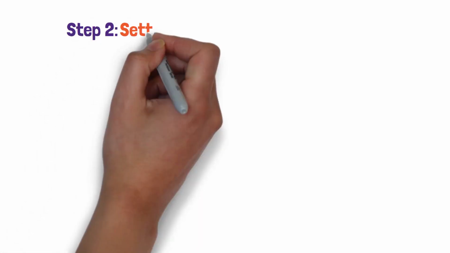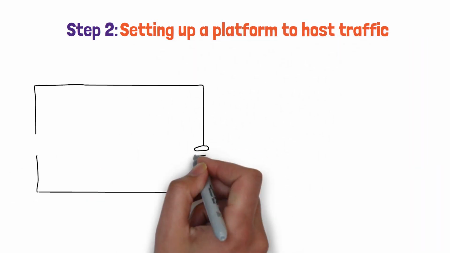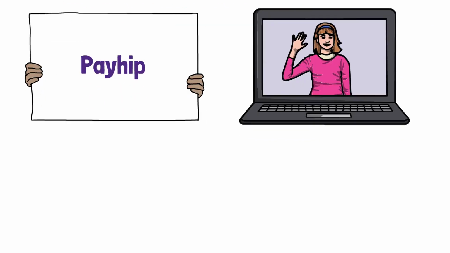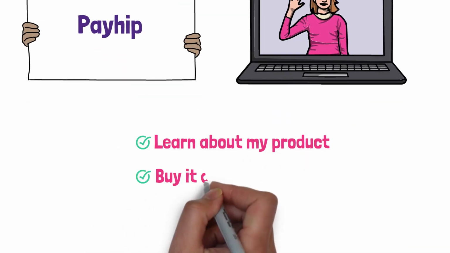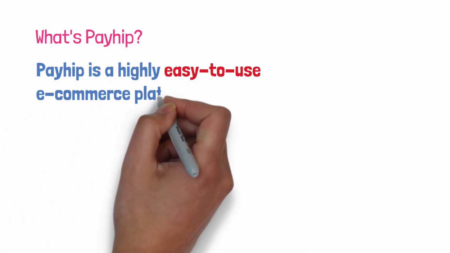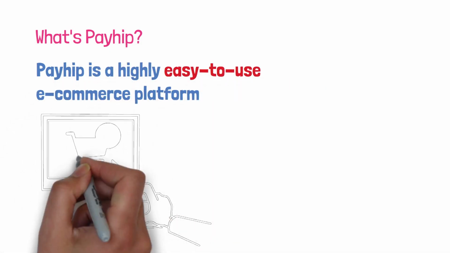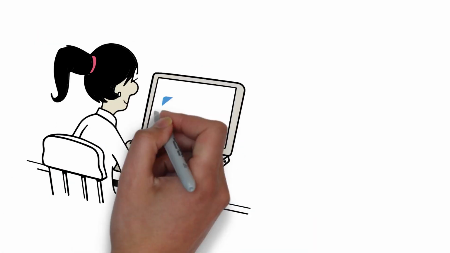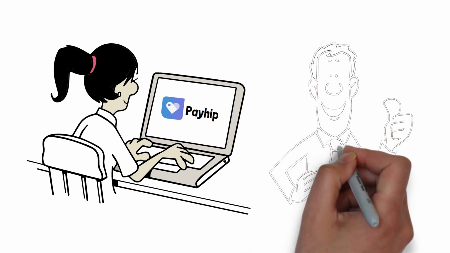Step 2. Setting up a platform to host traffic. I've decided to go with PayHip to set up an online presence where my customers can go, learn about my product, and then buy it as well. What's PayHip? PayHip is a highly easy-to-use e-commerce platform where users can quickly sell their digital products directly to customers. All we need to do is set up our landing page on PayHip and we're good to go.